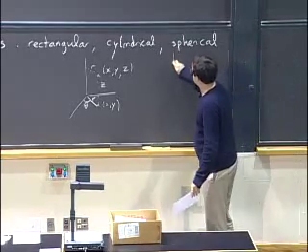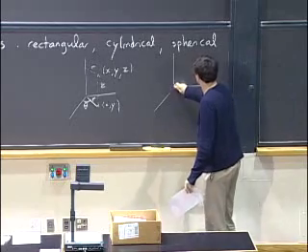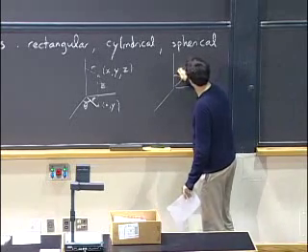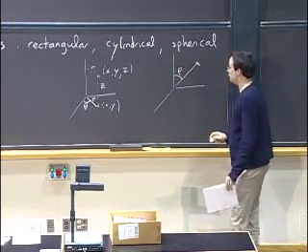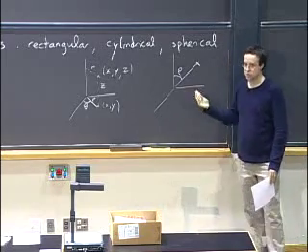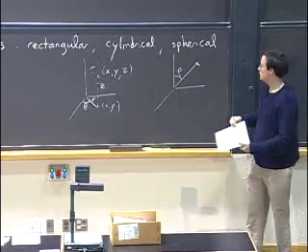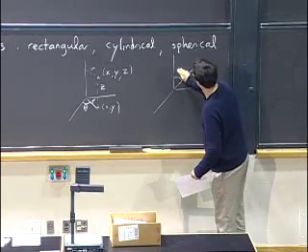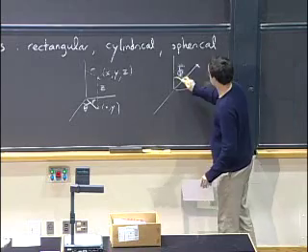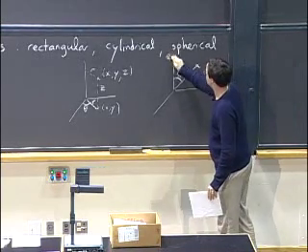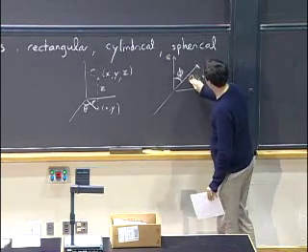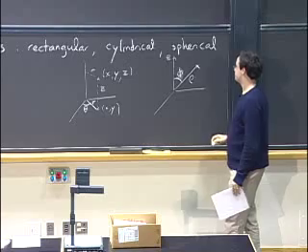Spherical is, on the other hand, a little bit more annoying because it looks quite different. But you should think of it as doing polar coordinates not only in the horizontal direction, but also in the vertical direction at the same time. So you have this angle phi that measures the angle down from the positive z-axis. And you have rho, which is the distance from the origin.